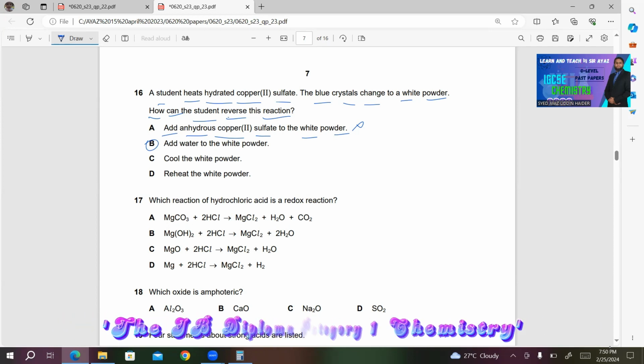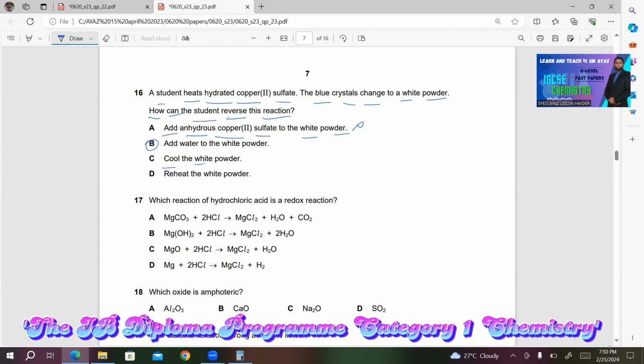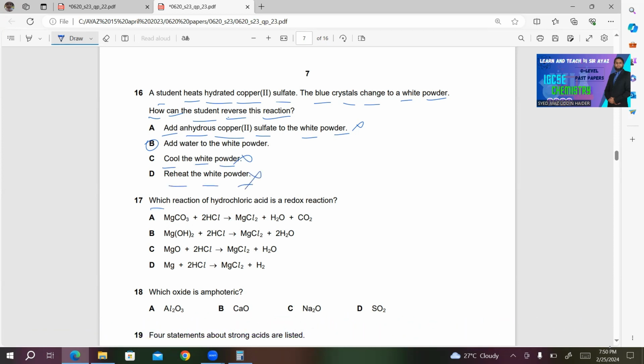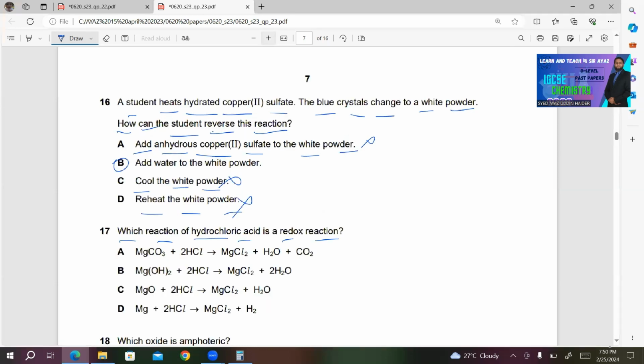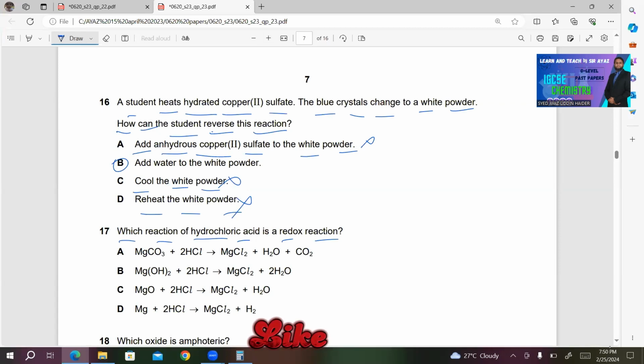For your convenience, I'm reading the other statements. Cool the white powder. This is incorrect. Reheat the white powder. This is also incorrect. 17. Which reaction of hydrochloric acid is a redox reaction? Now look at this reaction. Here we have 4 reactions. One of the choices is correct. And you should know the oxidation numbers on each side.